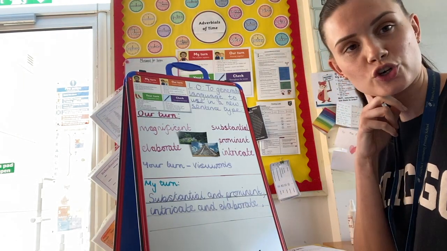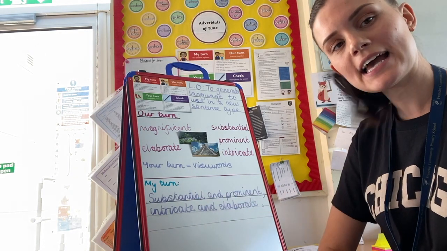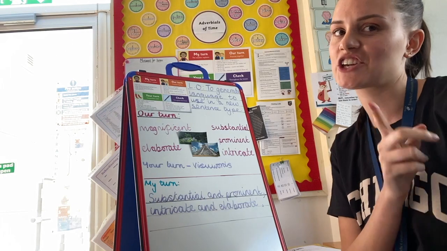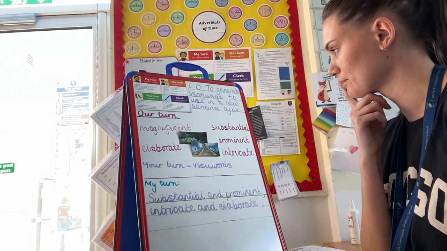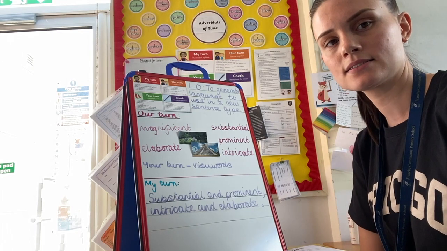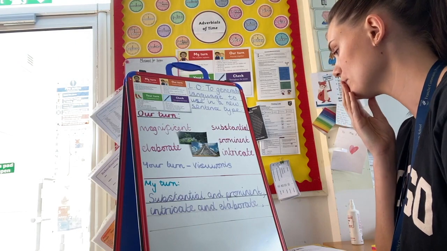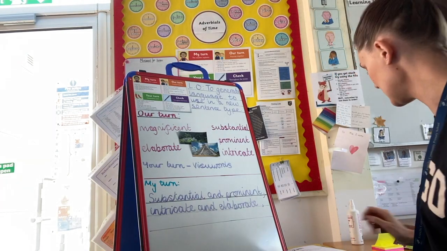Let's read them back together. Join me, Year 5. Substantial and prominent, intricate and elaborate. Okay, not quite finished the sentence yet though. Now I know these Mayan temples and abandoned cities, they tell us a lot about the history of Mayans. So let's have a think about how I could finish this sentence.